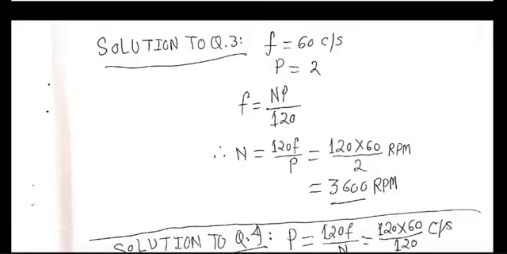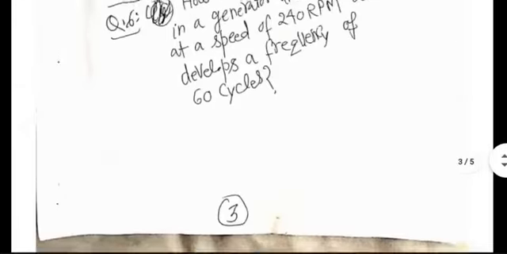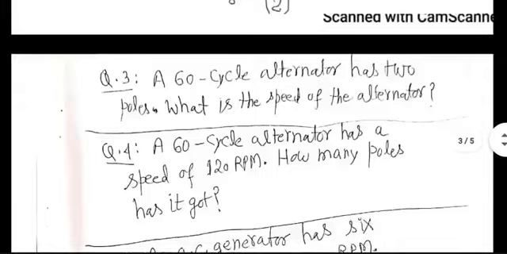$50 divided by 2 will give you 25. So 120 into 25, I think, will give you 3000 RPM. Yeah. So even in India, the turbine will have to be able to give at least 3000 RPM. In the US, it will have to give 3600 RPM for a 2-pole generator.